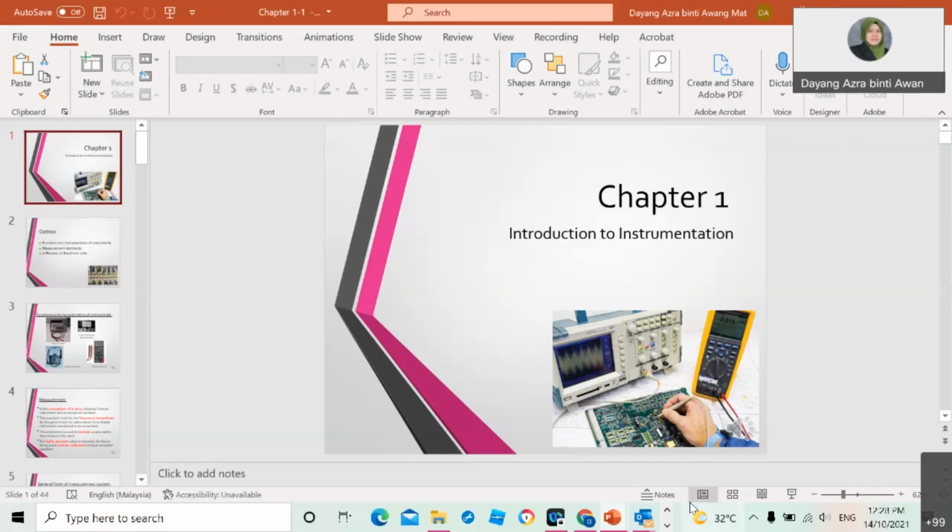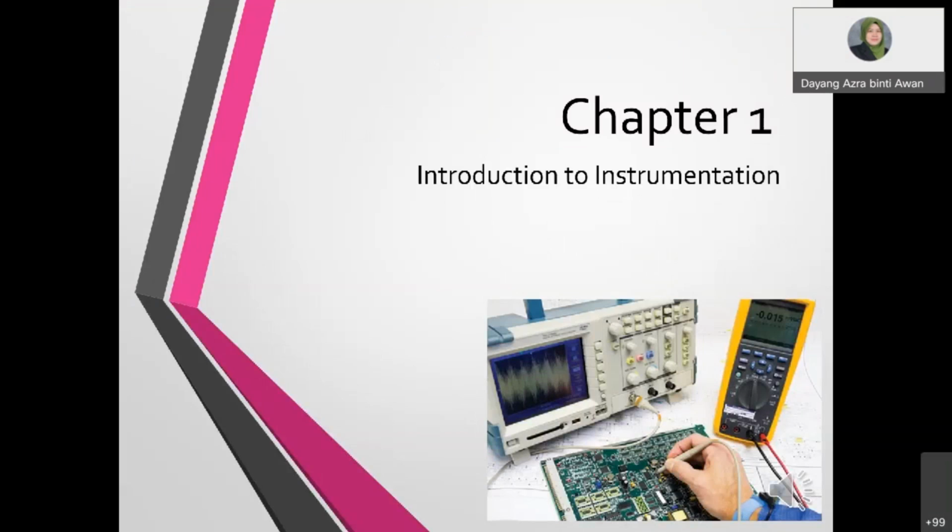Okay, for this chapter 1, this is just an idea for you of what instrumentation is all about. Why we need to learn different types of instruments, either analog instruments or digital instruments, and what is the relationship between electrical and electronic instrumentation in your daily life and in the topics and subjects related to this course.